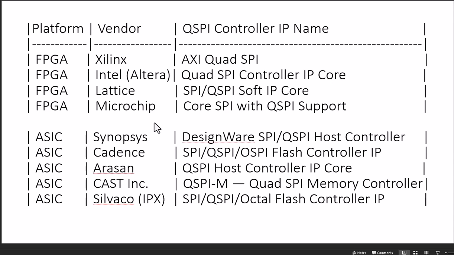And as we know, the more dominant vendors in the IP field are Synopsys and Cadence. They have some SPI and QSPI host controller IPs for ASIC purposes. So you can also check that.